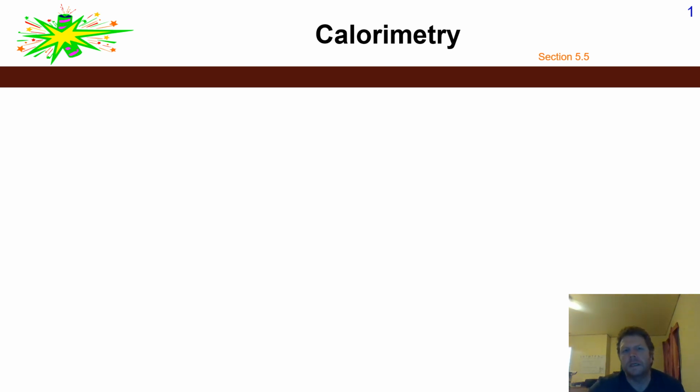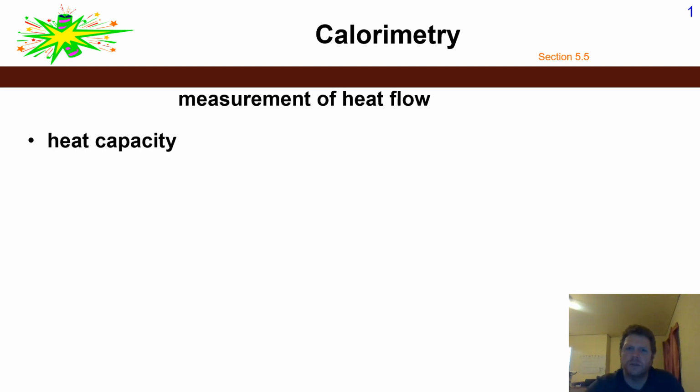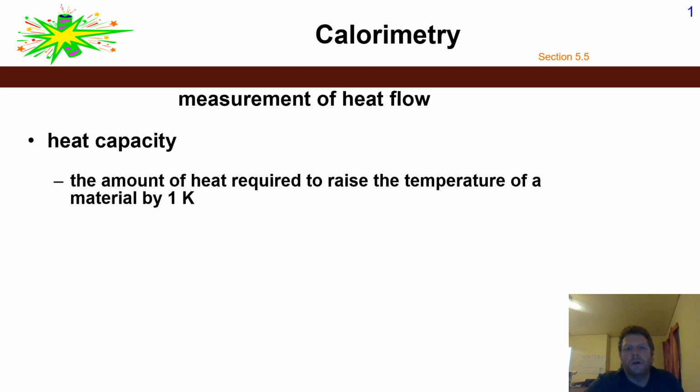One important study in chemistry is the study of calorimetry. Now, calorimetry is the study of the measurement of heat flow, or it's a technique that enables you to measure heat flow. What it allows you to do is study something called heat capacity, so the amount of heat required to raise the temperature of a material by 1 Kelvin. And I'm going to go ahead and write here, this is equal to 1 degree Celsius.